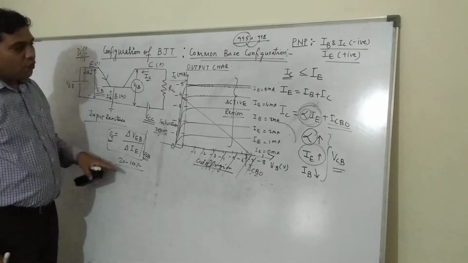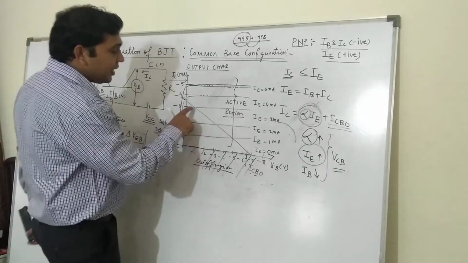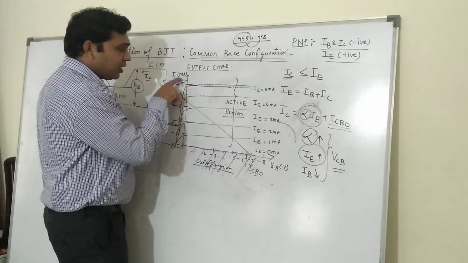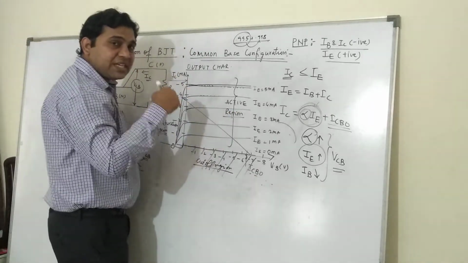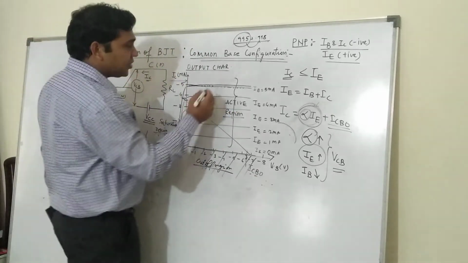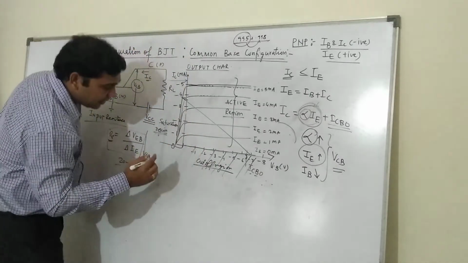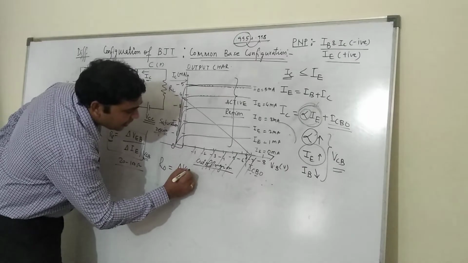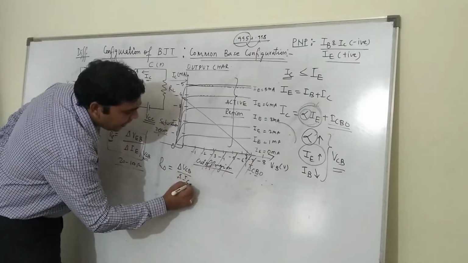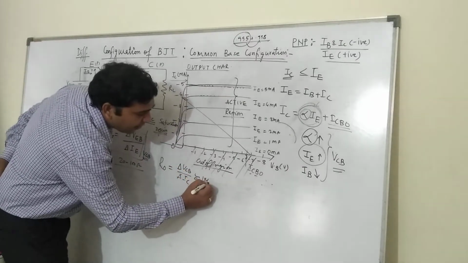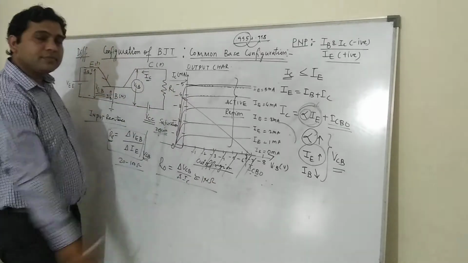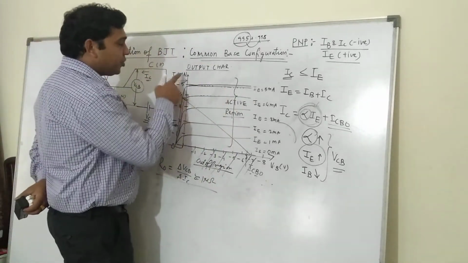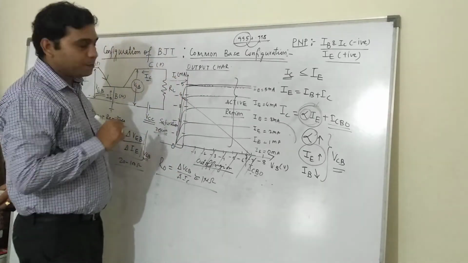Now, what is the output resistance? You can see here a large change in VCB, even though there is no change in the IC. So that means the resistance is very high. The output resistance RO is defined as delta VCB divided by delta IC, and this is approximately equal to 1 mega ohm, because the large change in VCB does not lead to a change in IC.